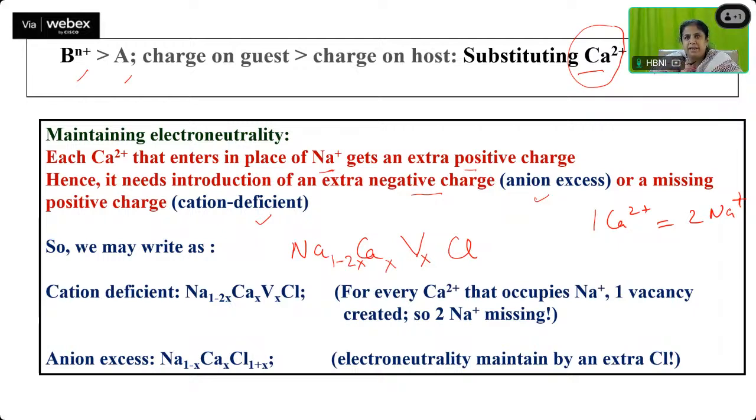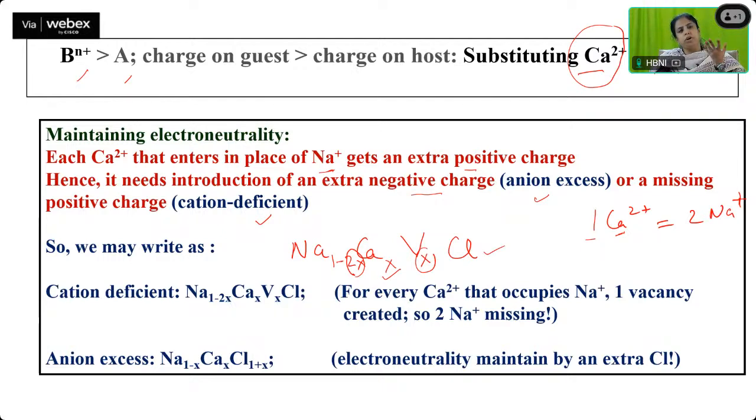Let us talk of extra Na. Each calcium needs 2 Na. One of these Na sites would be taken by calcium and one Na site would remain vacant. For every one calcium, I am removing 2 Na. For every x calcium, I am removing 2x Na. The number of Na left is 1 minus 2x. X amount of vacancy is created, and this is how I write the nominal formula.